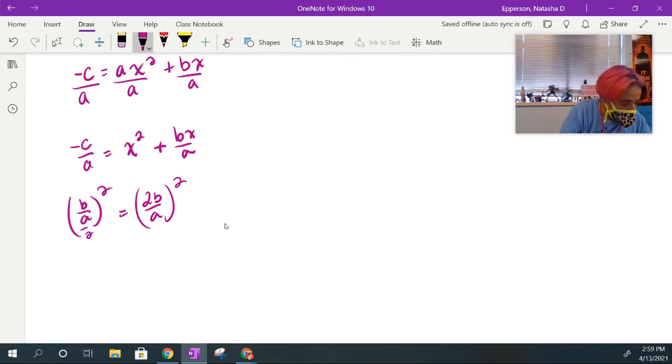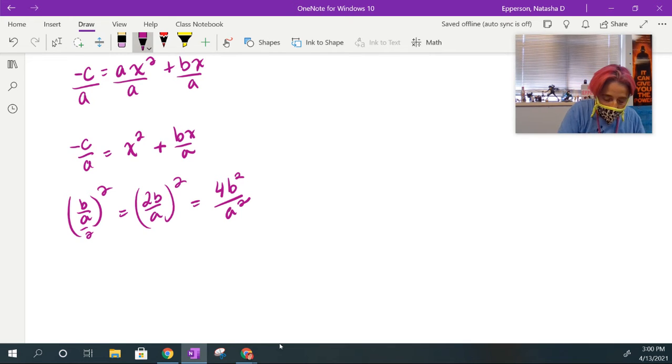And then, hold on one second. Let me make sure I'm doing that right. Let's see, which is it? Yeah, 2b over a squared. Then that's going to become 4b squared over a squared, because the power rule says that that 2 needs to get distributed to all of the terms inside the parentheses.